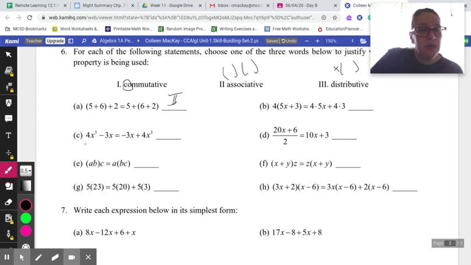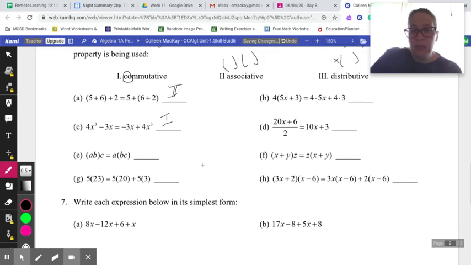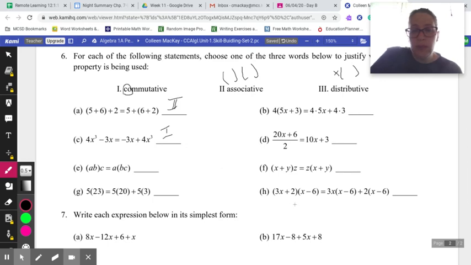Okay. Let's look at letter C. I have 4, 3, 3, 4. My order changed, so it's commutative. Okay, so this one's a little bit tricky because I said two parentheses is usually associative, but if we look, they're not the same things inside the parentheses. And we see that there's a number on the outside, so we know that that is distributive.